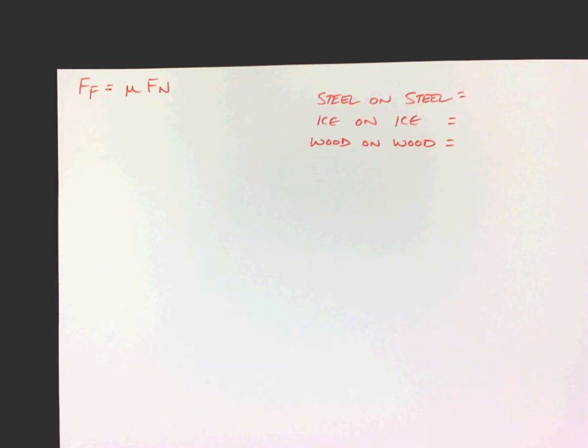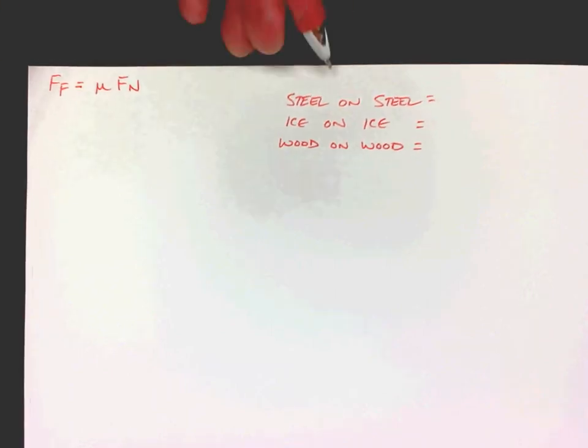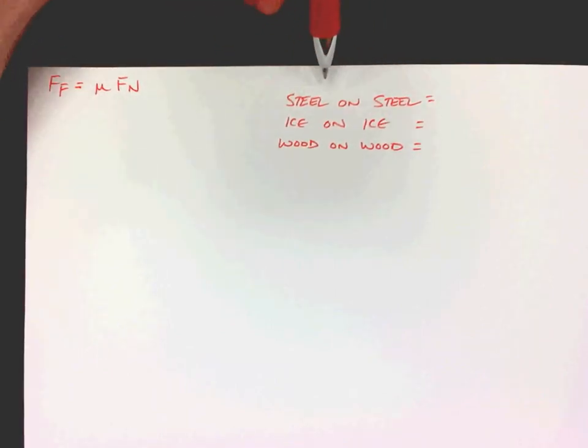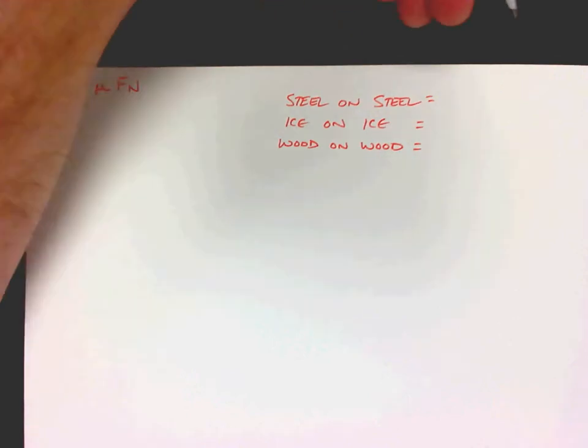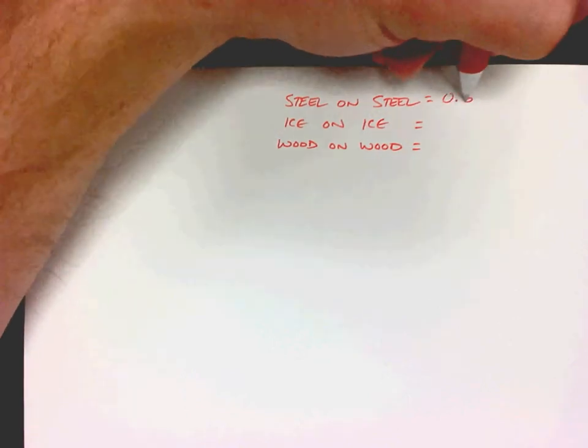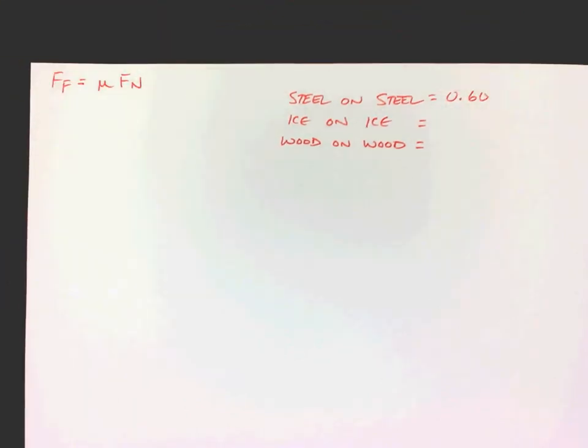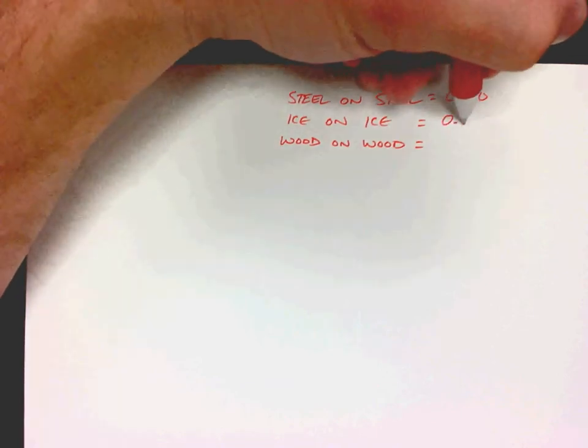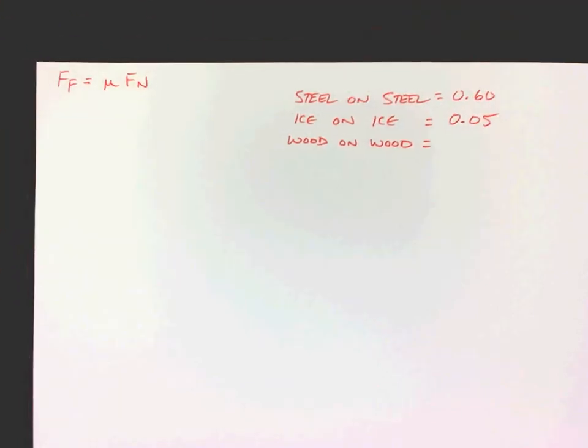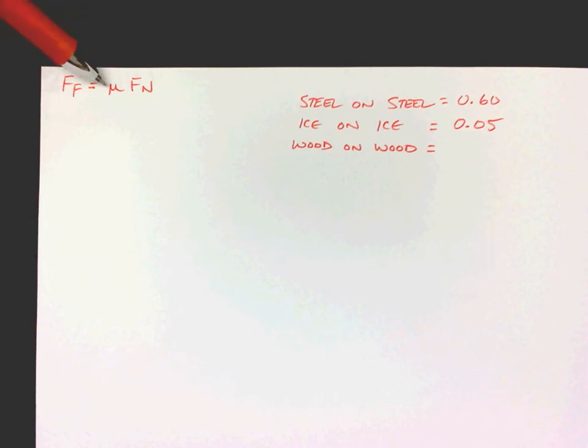Some values that you'll see, just to talk about those. If you have situations where you have steel being pulled across steel, which is definitely a high friction environment, you might expect a mu value of like 0.60. Versus if you have something slippery like ice being dragged across ice, you would expect a lower value. So this is the way it's going to work. A high value here means higher amounts of friction. A low value here means lower amounts of friction.